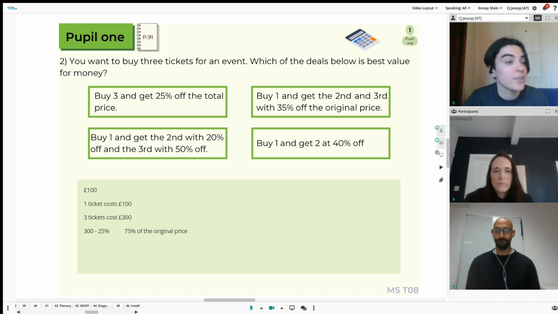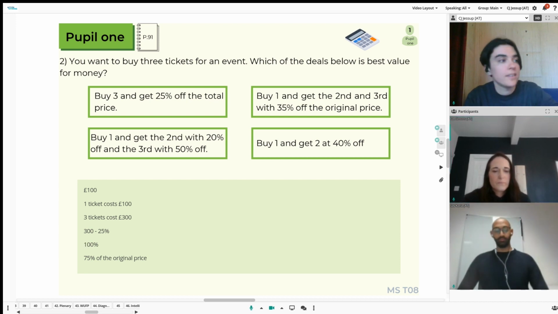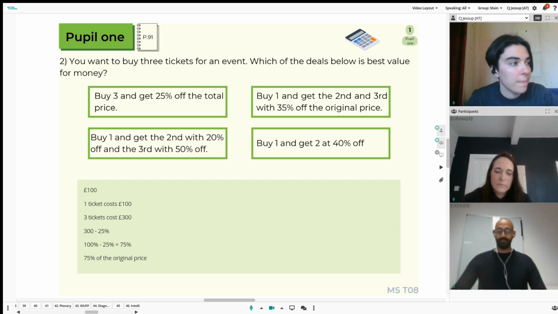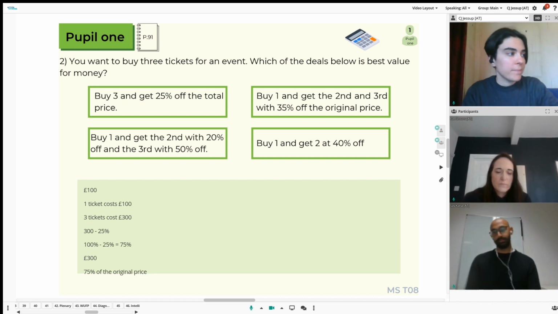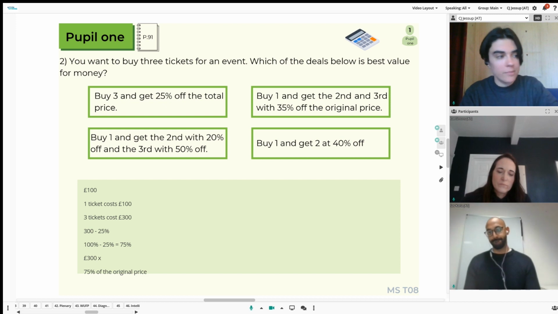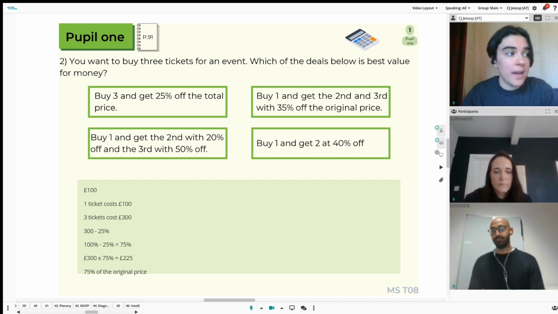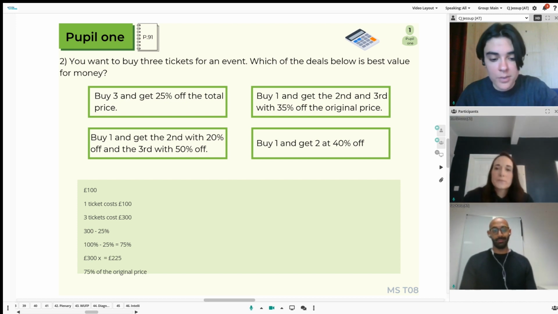Then we're told we can get 25% off the whole price. So it's gone down by 25%, which means it's now 75% of the original price. 100% minus 25% equals 75%. It's 75% of the original price, £300. If we use the same kind of working out we've been doing for the reverse percentages today, £300 times 75%, £225. It's the same as multiplying. What we're doing here is multiplying by 0.75.